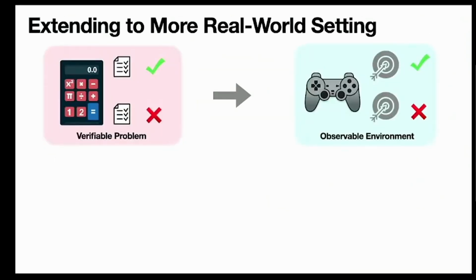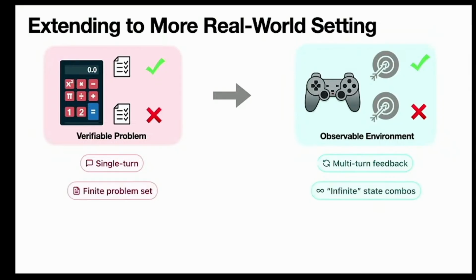But if we move them to the real-world agentic environment, it's much more challenging because the model is not just trying to learn from a single-turn reward, but actually needs to handle multi-turn feedback. And also, the state space explodes. So it's not just a finite problem set, but it can actually have multiple combinations of states. Another thing is, it's not just one single answer that can help the model decide whether it succeeds or not, but it's much more about multiple trajectories.